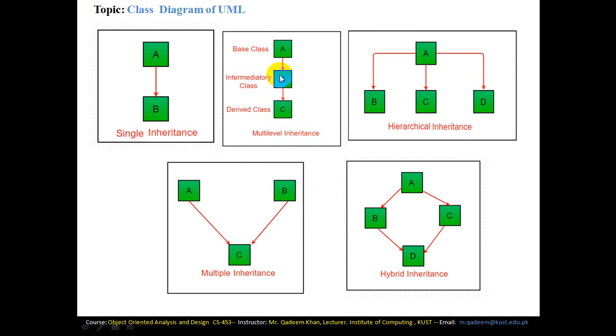C is the indirect child of A through the parent B. This is called hierarchical inheritance. A is the parent of more than one class, that is three classes. So that is the hierarchical inheritance.